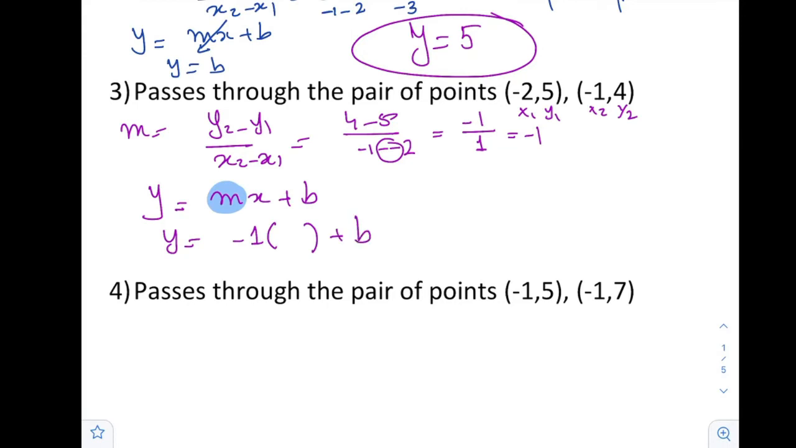x plus b. We will choose one of the points. You can choose the first one or the second one. I'm going to choose the first one. So I am choosing now minus 2 and 5. So this will be my x, this is my y, just to find the b.